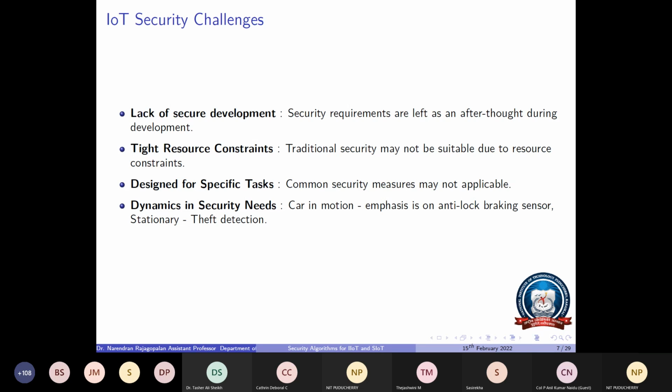Dynamics in security needs. Basically, what it is trying to hint is, you have a car. When the car is stationary, you are more focused upon the anti-theft system. Whereas when the car is in motion, then the anti-braking sensor is of more prominence or precedence. So security needs change with the dynamics. The way it is placed depends upon each specific scenario, and it is time dependent, or state dependent. That's why dynamics in security needs.